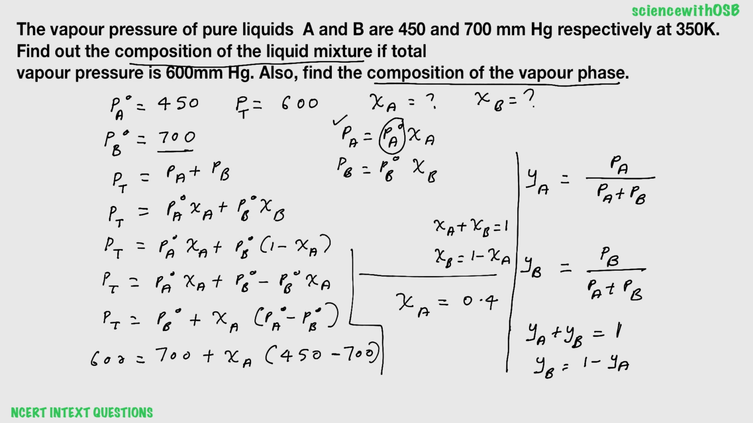Now what is chi B? Chi A plus chi B is equal to 1. So what is chi B? Chi B is equal to 1 minus chi A, 0.4, you will be getting 0.6. So we got the first answer. Composition of the liquid phase is what? 0.4 chi A and 0.6 chi B. Hope you understand. Now we have to find what? Composition of the vapor phase.